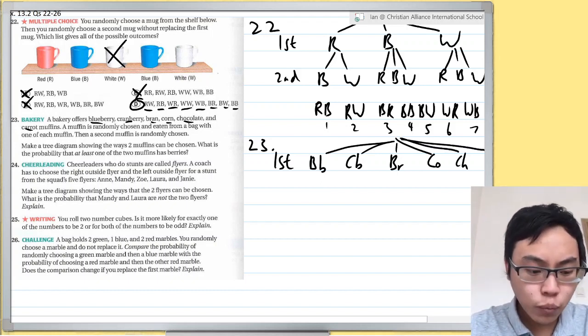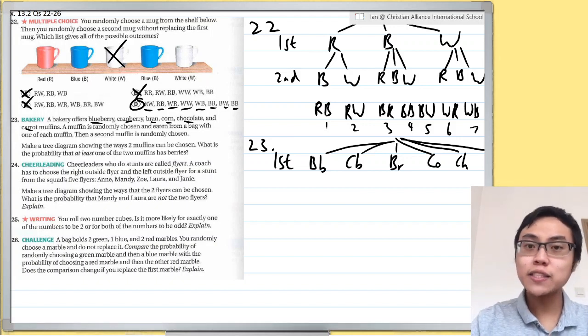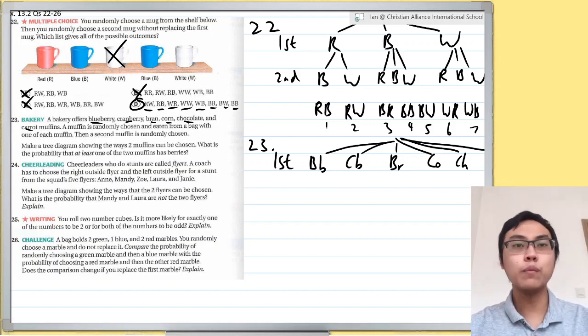And then for the second one, if I ate blueberry the first time, can I still choose blueberry the second time? No, because it's gone already.